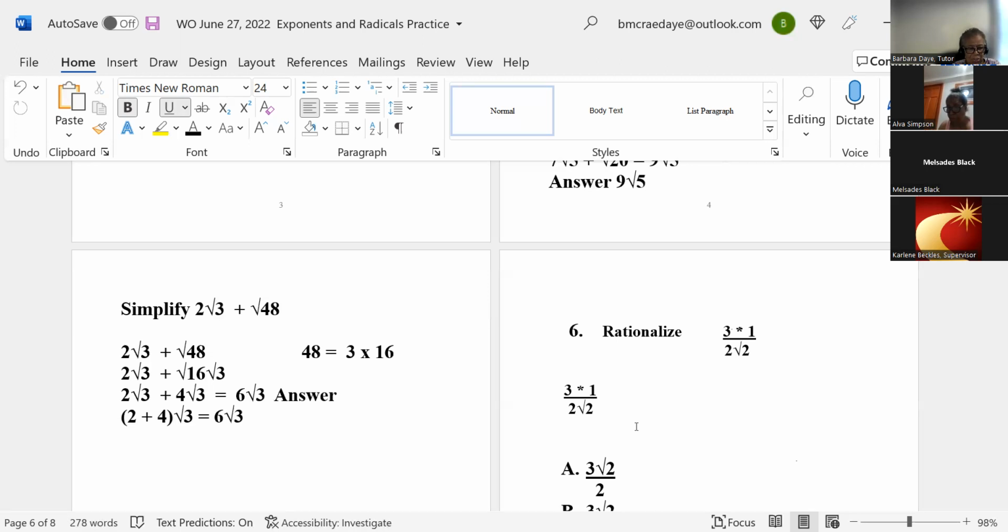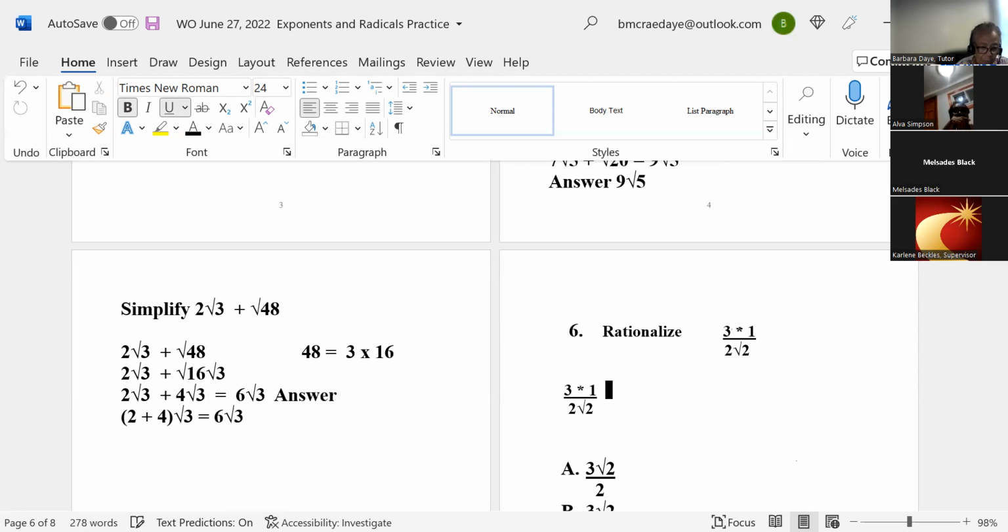So I'm going through this in steps. When you rationalize, all that is doing is making your denominator a rational number. In other words, you're getting rid of the radical in the denominator. How do we do this? By multiplying by the radical over the radical. So we will take this.